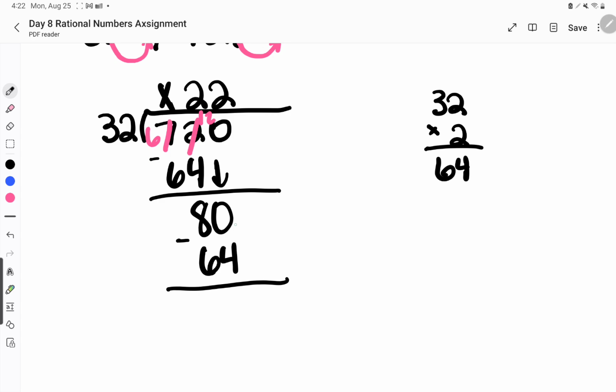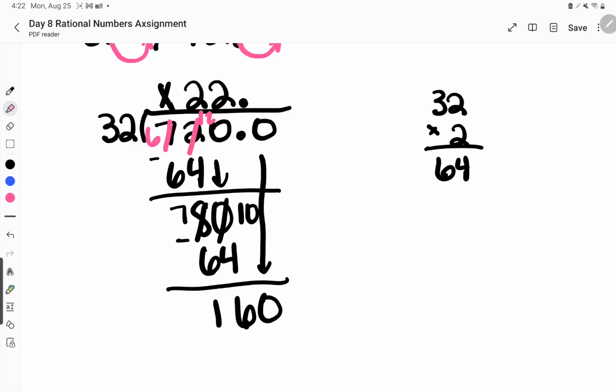Subtract, and then this 0 turns into a 10, so this 8 turns into a 7. 10 minus 4 gives me 6, and then 7 minus 6 gives me 1. I ran out of numbers. So now what I have to do at this point is add a decimal and a 0. The decimal comes first. Drop down that 0.